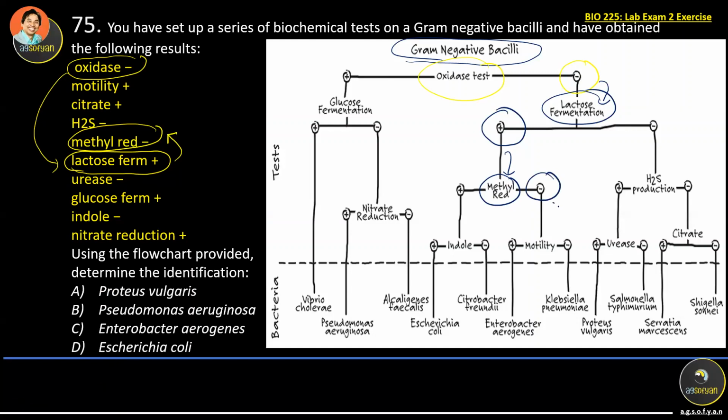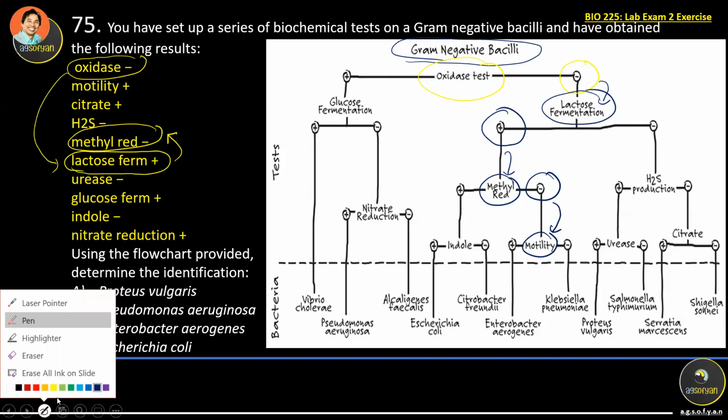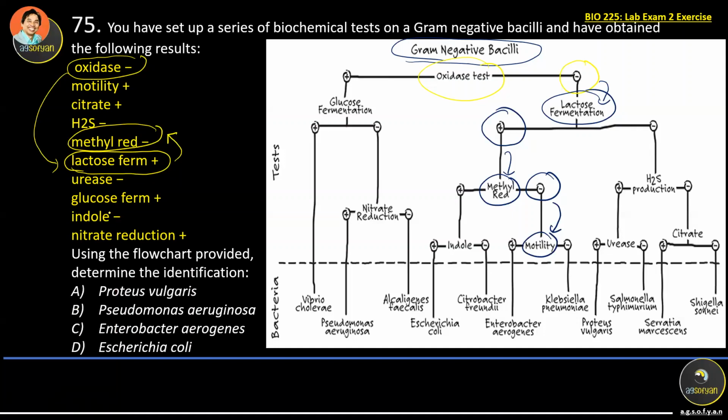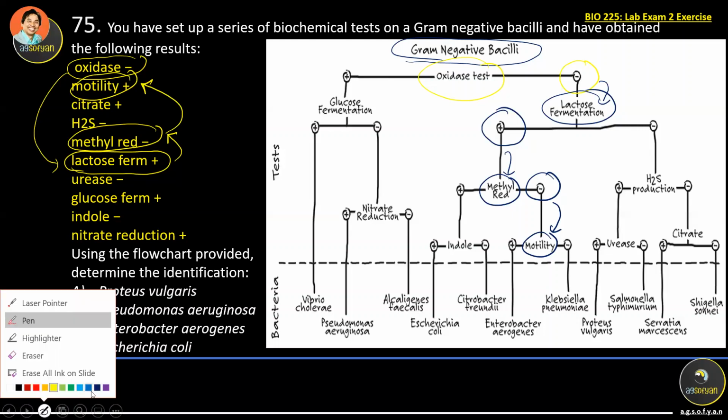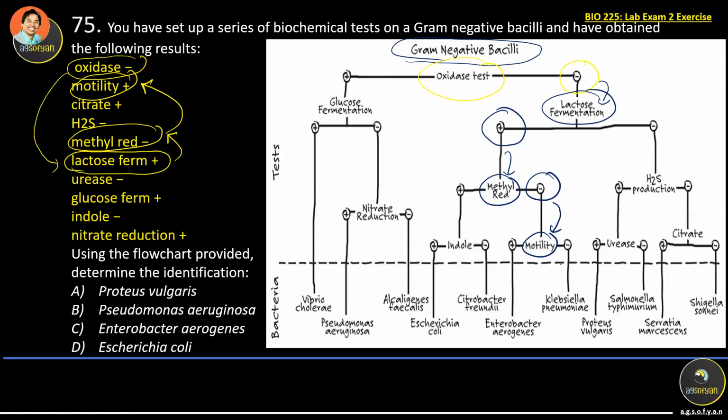Right? What you have to do now is the motility test. Look for the motility in the result. Motility, it's over here. Okay, it's going here. You say motility positive and go back to the dichotomous key. It says motility is positive.